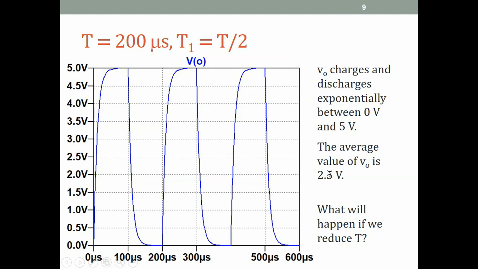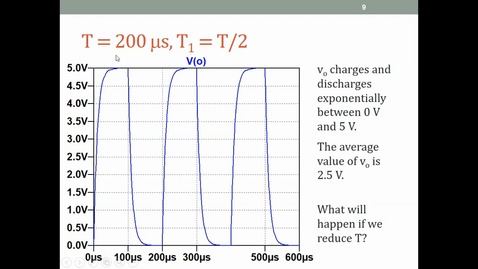Now, I note for future reference that the average output voltage is 2.5 volts. Between 5 and 0, the average is 2.5 volts. Now let us ask ourselves a question. What happens if we reduce capital T? Right now we made it 200 microseconds, with T1 as T by 2, which is 100 microseconds. So we'll keep capital T1 fixed as capital T by 2, and let us vary capital T and see what happens.